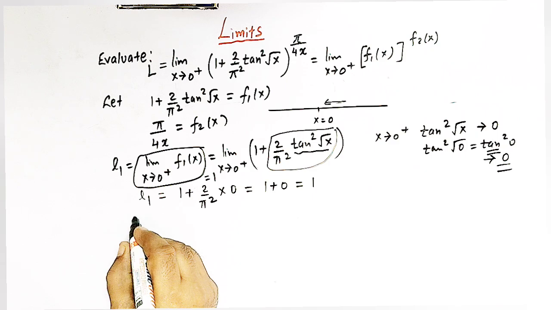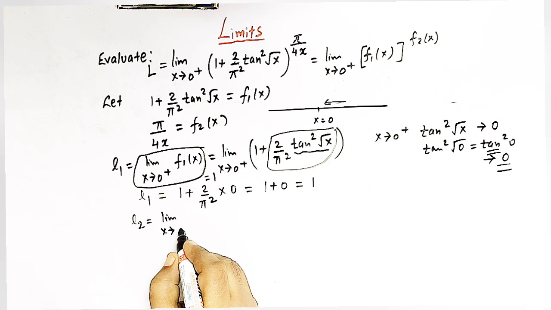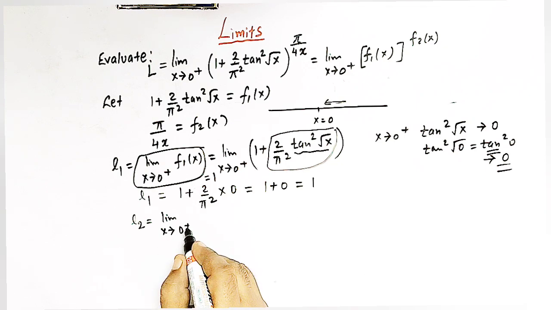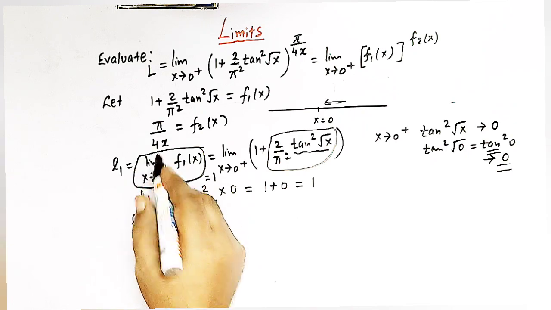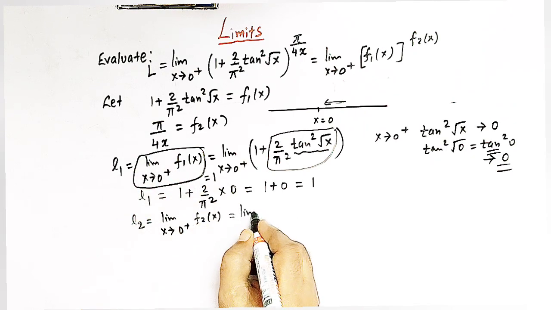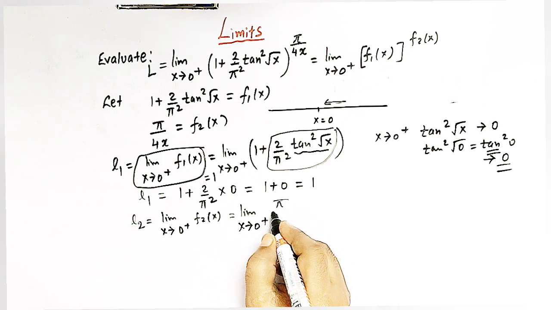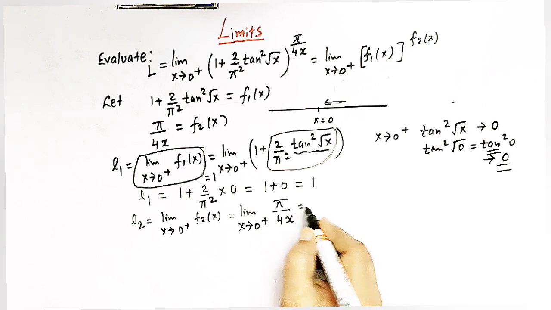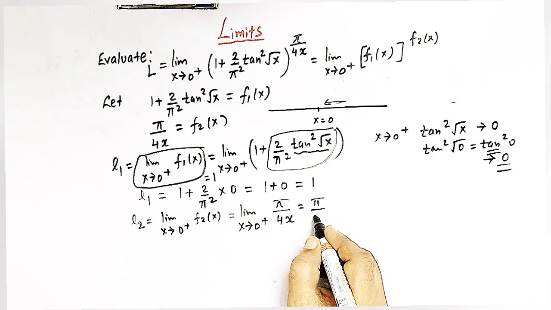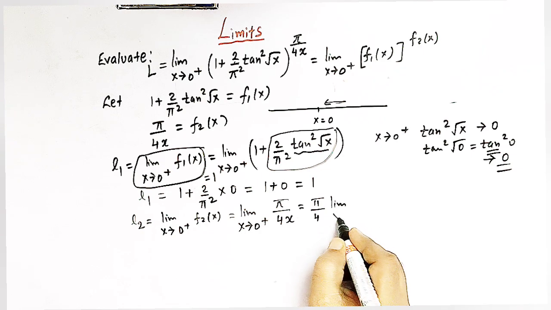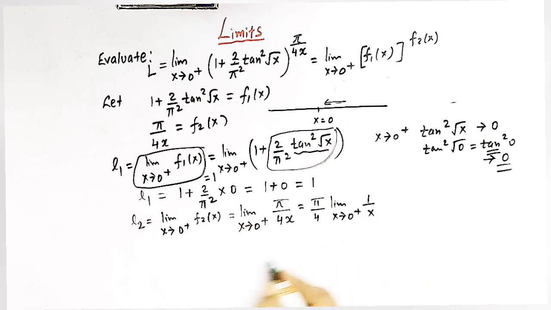So now let us find out the limit L2, that is limit x tends to 0 positive, f2(x). f2(x) is π/4x. So we have limit x tends to 0 positive, π/4x. So we can now write π/4 in front of the limit notation. So we have limit x tends to 0 positive, and here we have 1/x, right?